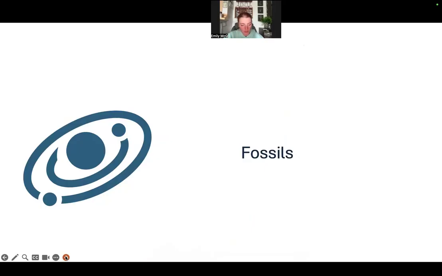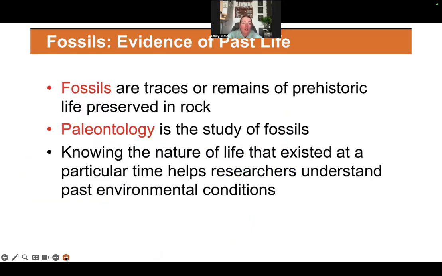So, how do we bring fossils into this? How is this a biological, biosphere part of this class? Fossils are traces or remains of prehistoric life preserved in rock, and paleontology is the study of fossils. So, knowing the nature of life that existed at a particular time helps researchers understand past environmental conditions, climate, the geology of the area, the ecology of the area. Fossils are so important to so many different areas.